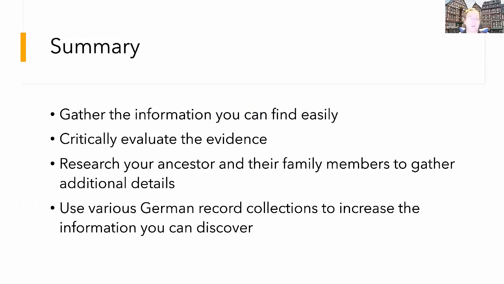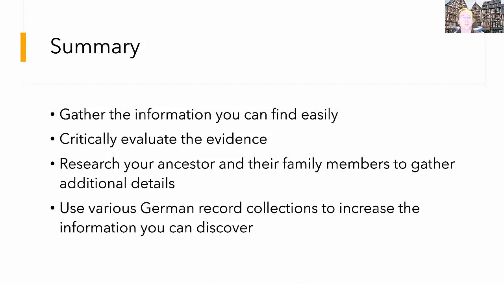So as a summary, you want to gather the information that you can find easily, the information your family has or that you have personally that you can put together. You want to critically evaluate the evidence to make sure that it matches up and it tells the story that you're looking for. If you have any things that conflict, you want to research those and figure out which ones are the right or which ones are the incorrect information. You want to research your ancestor and their family members to gather additional details to continue to build on that research so that you know that you're going in the right direction.